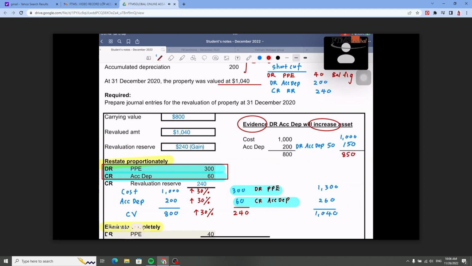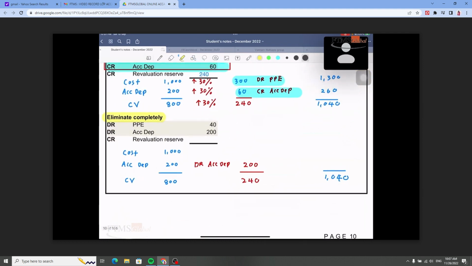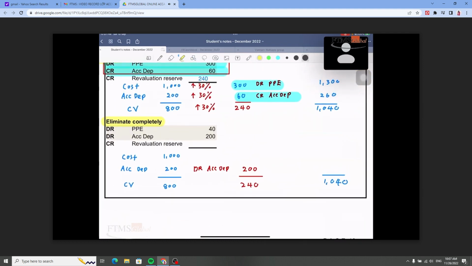Okay, so can we have this conclusion now? If you debit accumulated depreciation, asset will actually increase. Can see after I debit accumulated depreciation, my asset from 800 becomes 850. So asset has increased. Evidence that debit accumulated depreciation will increase asset, right? So remember this: debiting accumulated depreciation has the same effect of increasing your asset.